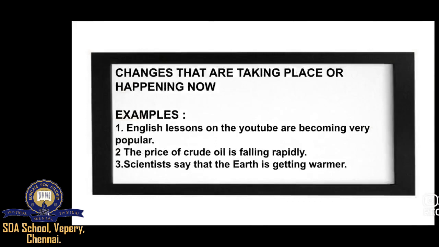The third use of the present continuous is to describe changes that are taking place now. For example, English lessons on YouTube are becoming very popular. It means that the popularity of English lessons on YouTube is increasing. Here are some more examples. The price of crude oil is falling rapidly. Scientists say that the earth is getting warmer. So remember that the present continuous tense is used to talk about actions happening now.